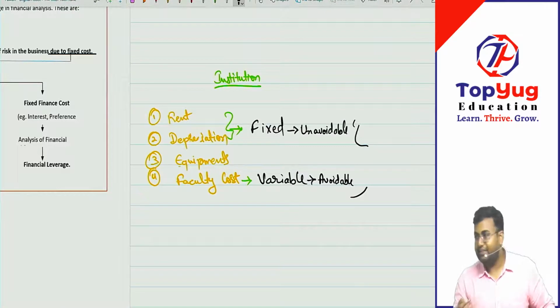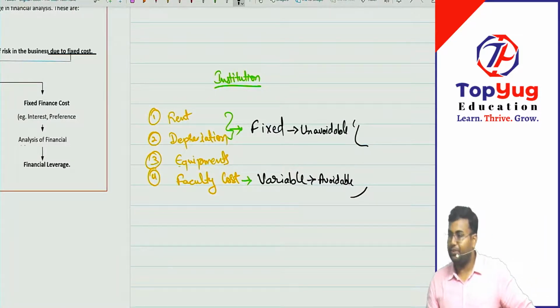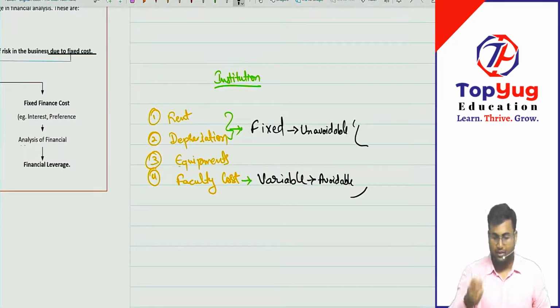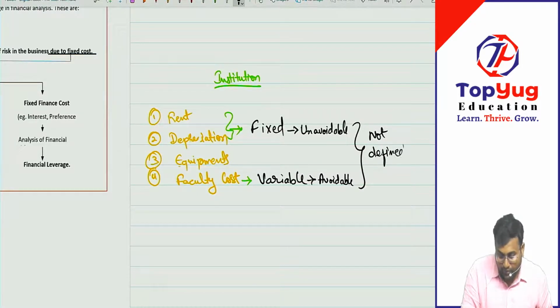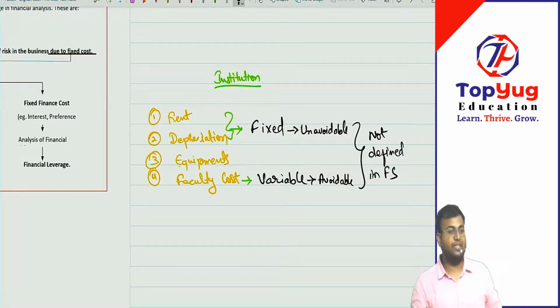So am I right in saying that it is not based on financial statements? So that means I did my classification correct. So it is not based or not defined. I'm using a short term FS, financial statements. So FS, please write it down.